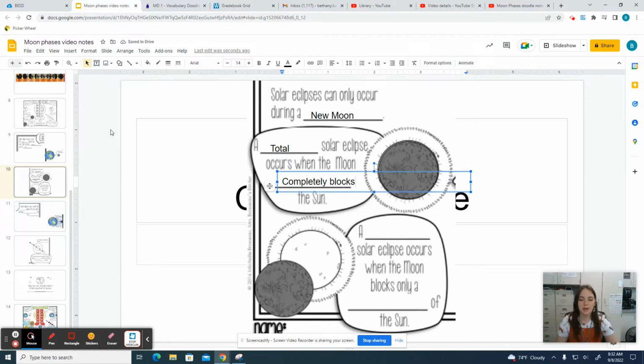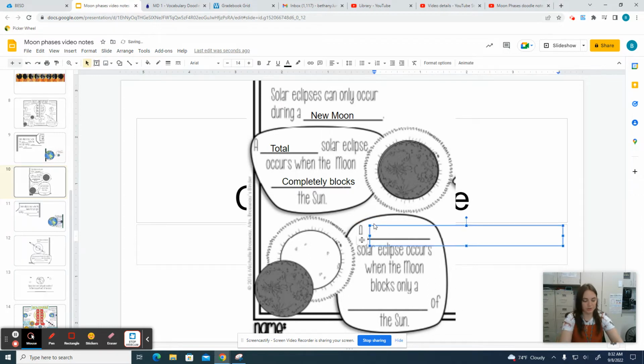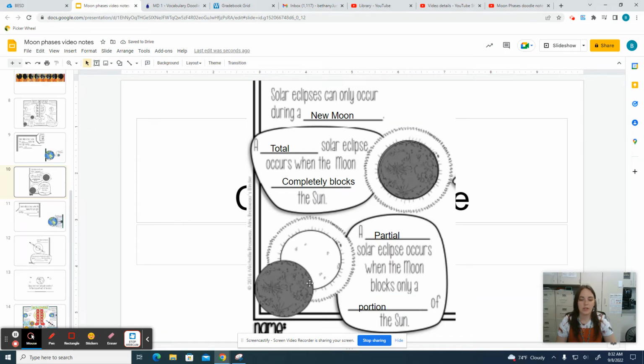So if you're in the right spot on Earth, the moon can actually completely block the sun's light. Okay. Now you can also have a partial solar eclipse, and these occur when the moon blocks only a portion of the sun. And this is what that would look like. The moon passes over just a part of the sun, not the entire sun. Okay. Let's move on to the other side.